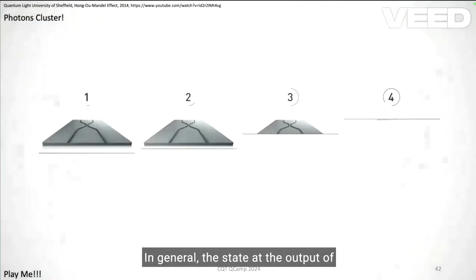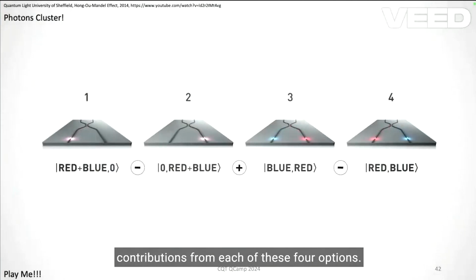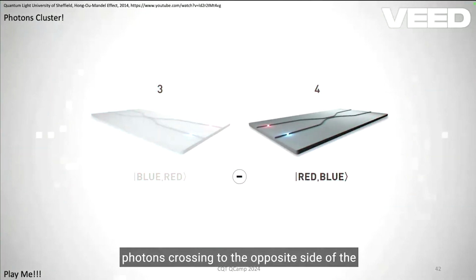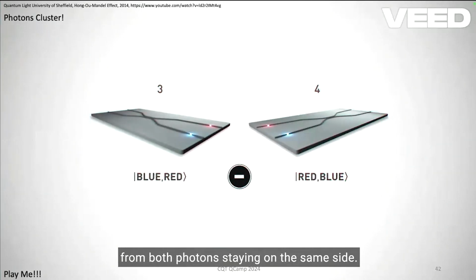In general, the state at the output of the beam splitter will be a superposition with contributions from each of these four options. The contribution to the final state from both photons crossing to the opposite side of the beam splitter has opposite sign to the contribution from both photons staying on the same side.